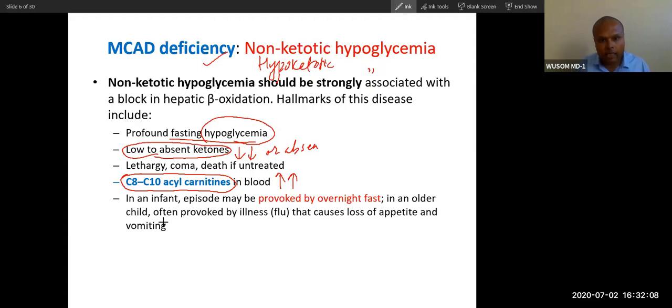You can see the infant episodes are provoked by overnight fasting. If the infant goes through overnight fasting, the infant will feel sluggish, and then may become comatose. The infant will have difficulty in feeding because of lack of energy. Some illnesses can also provoke this, causing loss of appetite and vomiting. These disorders can cause it, or overnight fasting can induce this non-ketotic hypoglycemia.